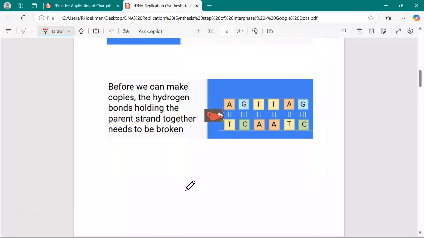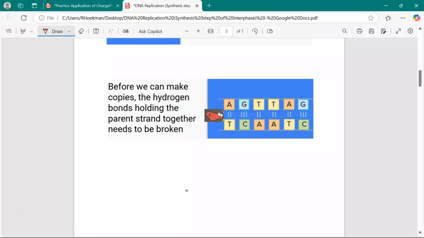Okay, so our whole goal right now is to make that copy. So we're in synthesis phase of interphase. We need to take the DNA strand we have, and we need to take one strand and make it into two. So how we do it is we're going to take our parent strand and we're going to break it apart. So remember those hydrogen bonds that bind our nitrogen bases together? So if we look here, we have those hydrogen bonds that are holding them together. We can break those apart.